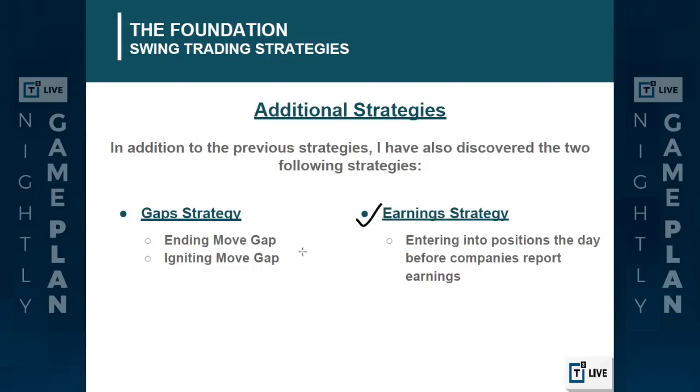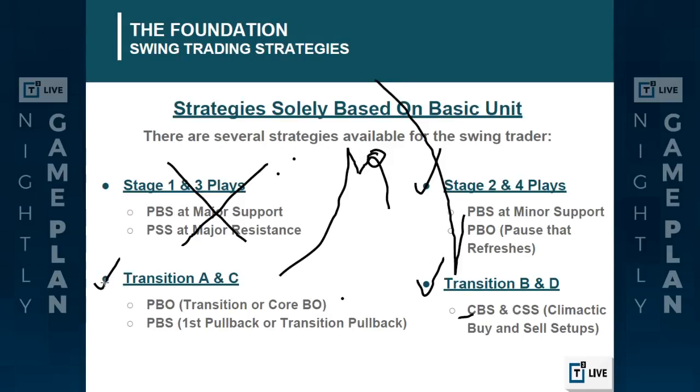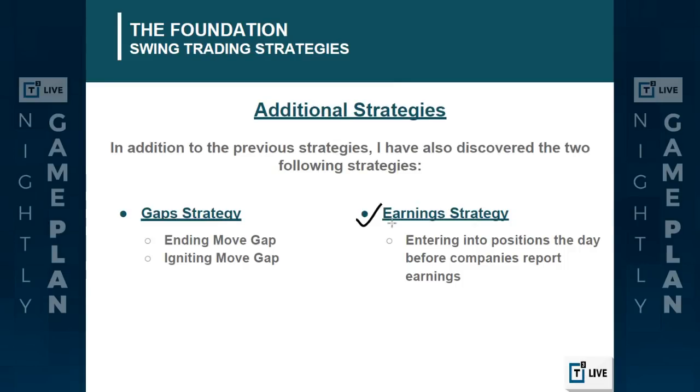So again, the strategies that I do are 1, 2, 3, 4, and 5. Now you can do long and short, of course, right? Long and short, so almost 10, but really they're 5.